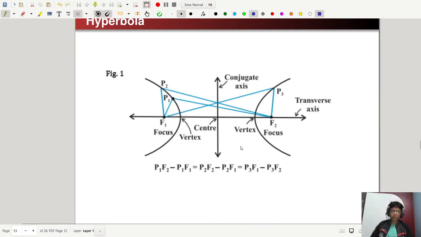This is the hyperbola from the definition. There are two branches actually. This is called the transverse axis, and this is the y-axis. Along the y-axis, it is called the conjugate axis. Focus F1, F2, vertex, center. And this distance is always constant.